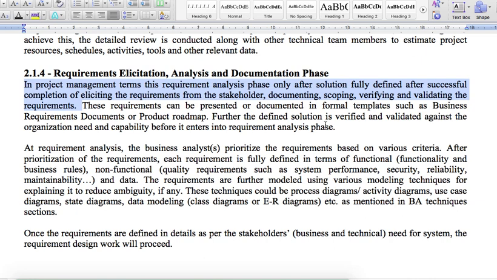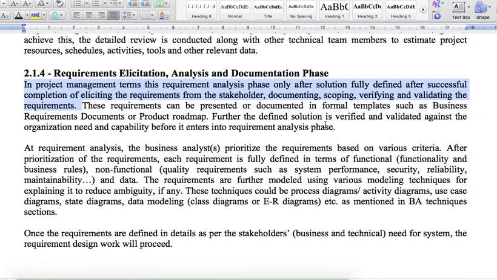Some organizations may have verification guidelines given to the team, which you may have to follow and complete. And validating is basically to ensure that each and every requirement adds value to the solution. In case any requirement does not add any value, then we may have to check whether it is required or not, so that the further analysis can go on.